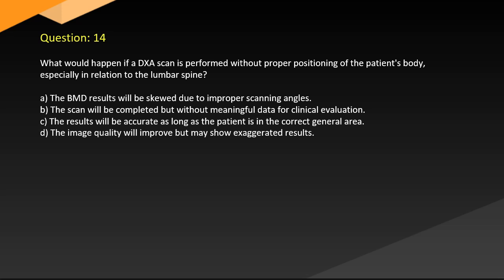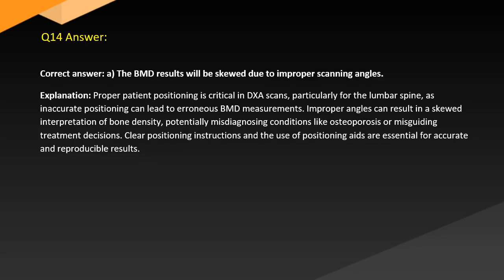Question 14. What would happen if a DSA scan is performed without proper positioning of the patient's body, especially in relation to the lumbar spine? A. The BMD results will be skewed due to improper scanning angles. B. The scan will be completed but without meaningful data for clinical evaluation. C. The results will be accurate as long as the patient is in the correct general area. D. The image quality will improve but may show exaggerated results. Answer. Correct answer A. The BMD results will be skewed due to improper scanning angles.